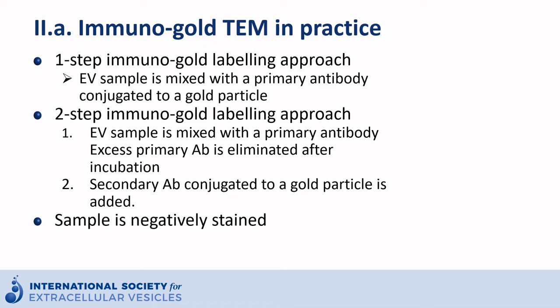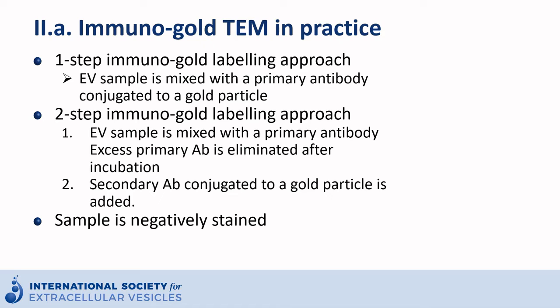In practice, there are two alternative approaches. Either a one-step immuno-gold labeling approach, in which the sample is mixed with a primary antibody which has been directly conjugated to a gold particle. This approach is rarely used in conventional TEM negative staining.